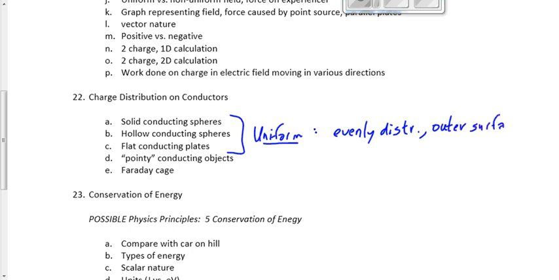So whether it's a plate, or a solid conducting sphere, or a hollow conducting sphere, the excess charges, not all the charges, but the extra charge, go to the outer surface, and they're going to be evenly distributed. If you have a pointy thing, which is a non-uniform shape, they're still going to be on the outer surface, but this time they're going to be more concentrated at the point.